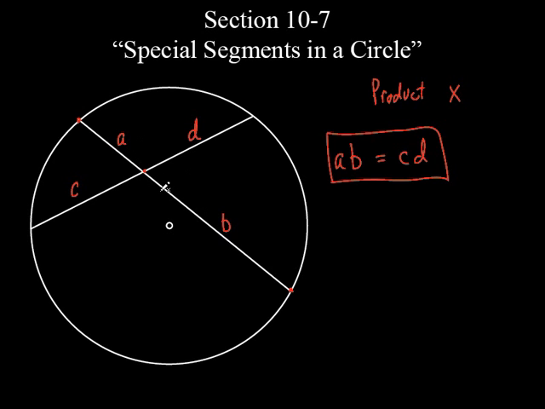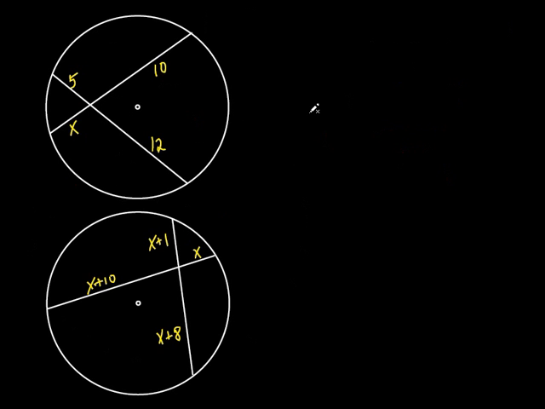You multiply them together, and it's equal to the same thing on the other chord. This chord is split into two segments, multiply them together, and then those products are equal to each other. Let's do an example and see how that works. Okay, we're going to do two examples right here.